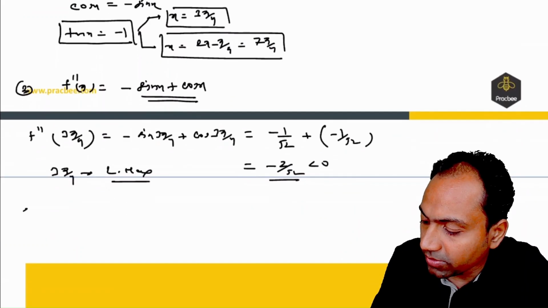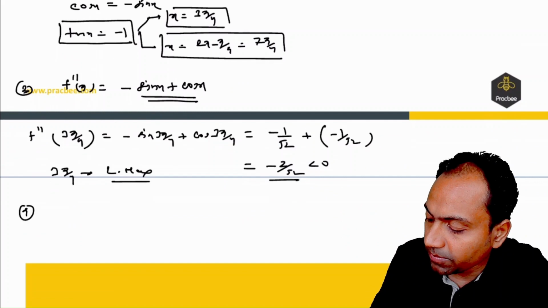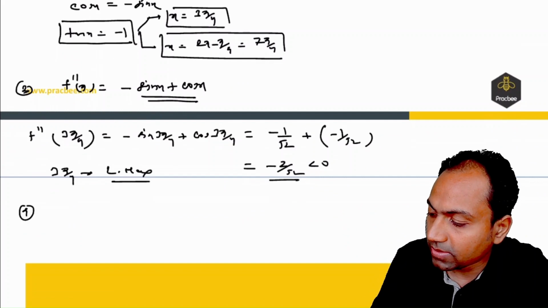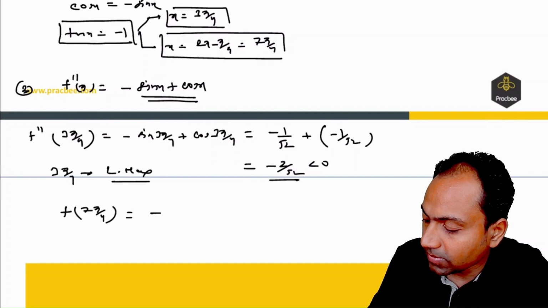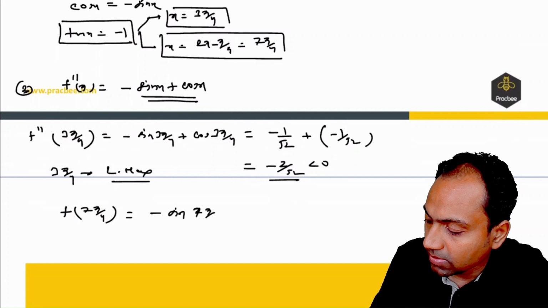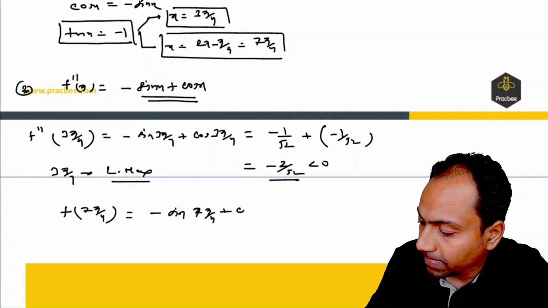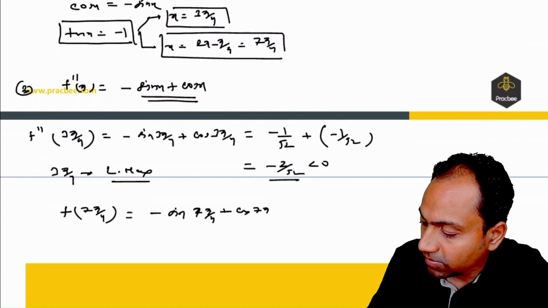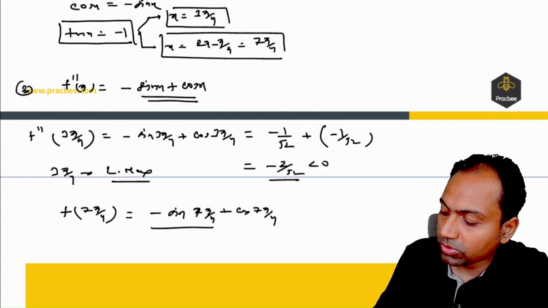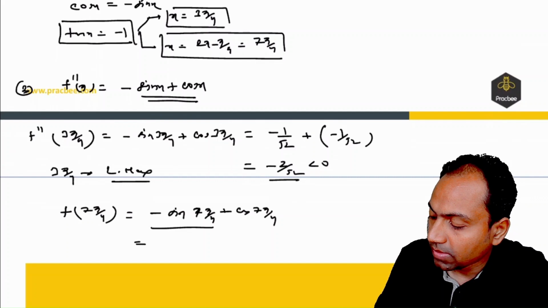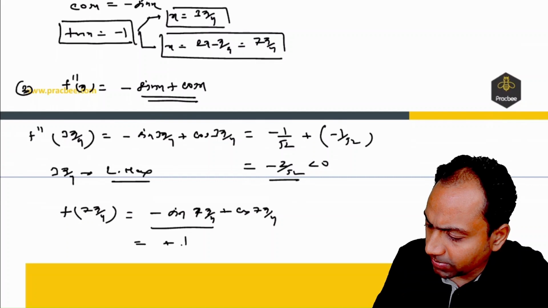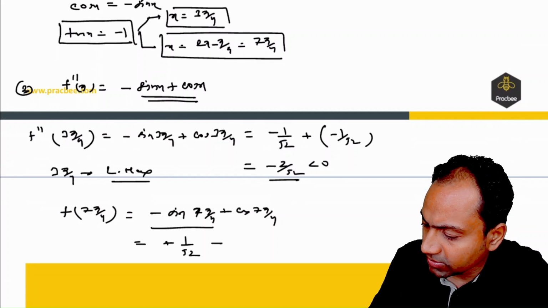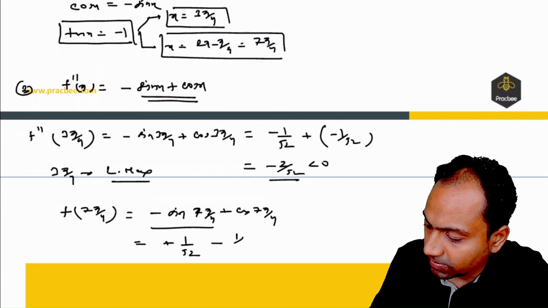Next part, what we can do is put the value of the other part. That is nothing but 7 pi by 4. When I put 7 pi by 4, this becomes minus sine 7 pi by 4 plus cos 7 pi by 4. So what happens is this value also will come out to be negative. So this becomes nothing but plus 1 by root 2. And this becomes nothing but again the same value, minus 1 by root 2. So this comes out to be 0.